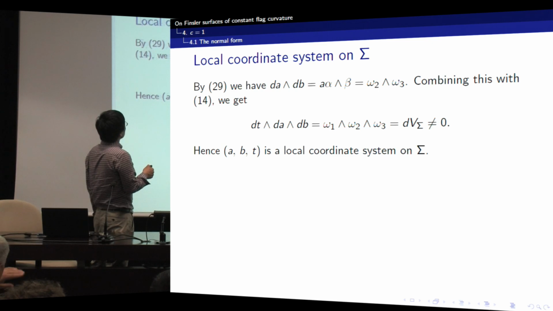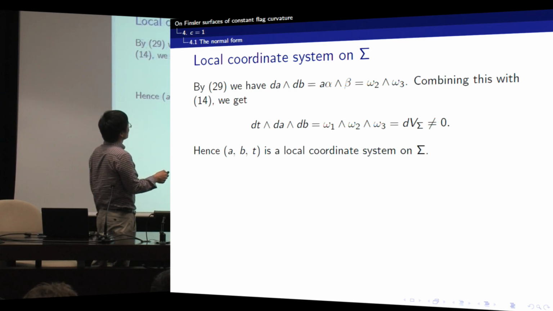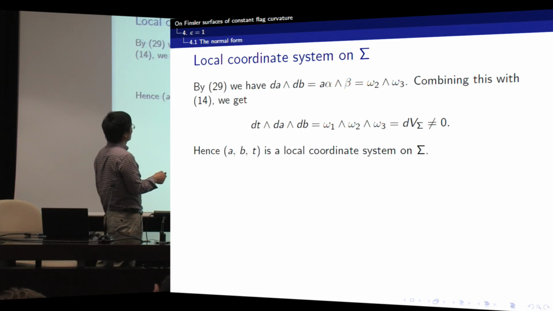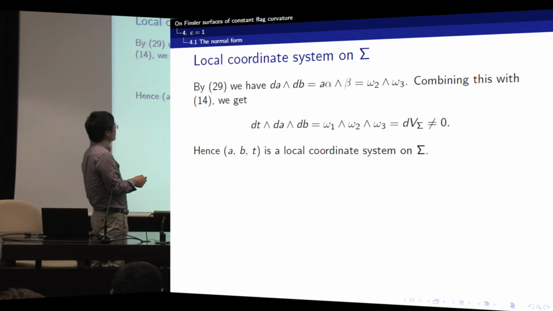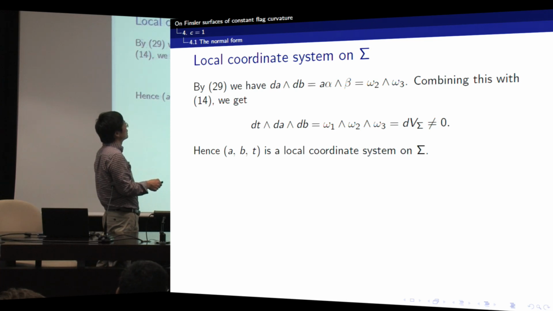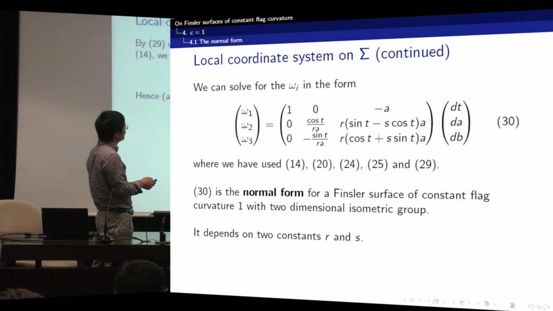By 29, we have dA wedge dB is equal to omega 2 wedge omega 3. So dA and dB are independent. Combining this with 14, we get dt wedge dA wedge dB equal to omega 1 wedge omega 2 wedge omega 3. This is the volume element of the unit bundle, so it's not equal to 0. So we conclude A, B, T is a local coordinate system on the unit bundle sigma.